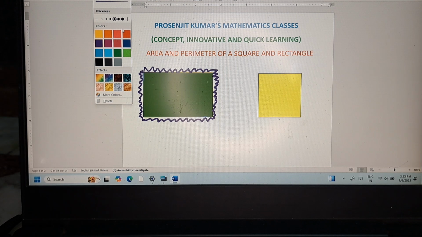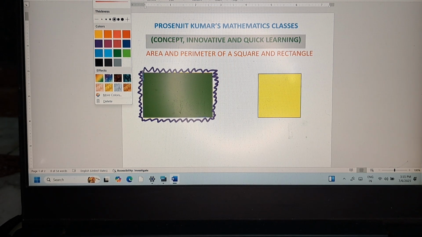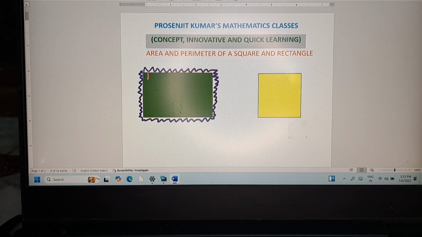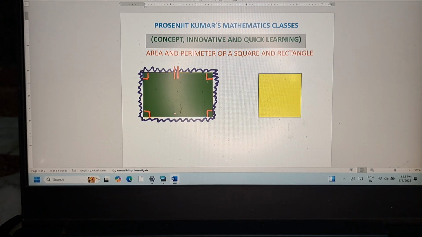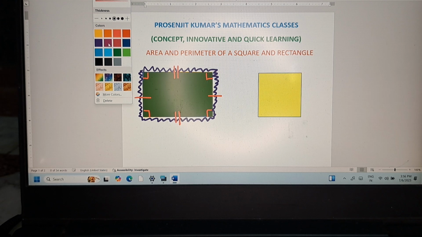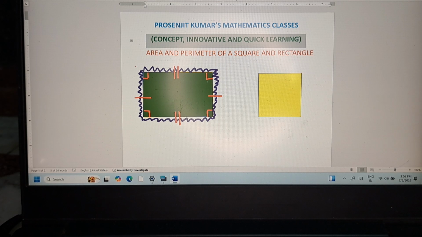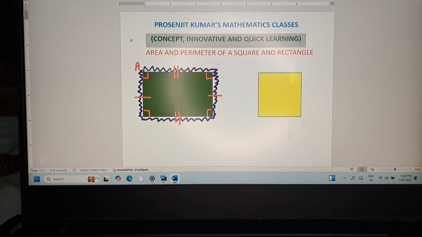Now in case of a rectangle, what are the features of a rectangle? The vertices of the rectangle are always 90 degrees, and opposite sides are always equal. Before we start the sum, we should mark the vertices in alphabetical order. So here I am putting A, B, C and D. So this is my rectangle.